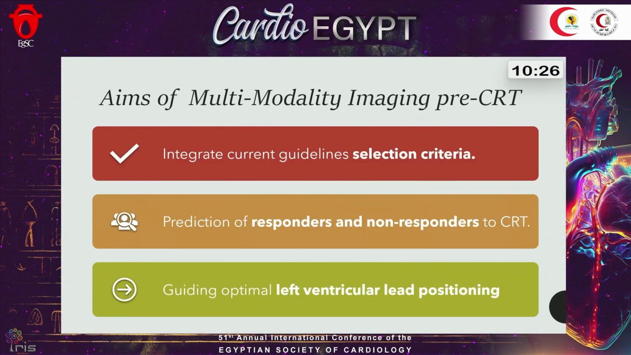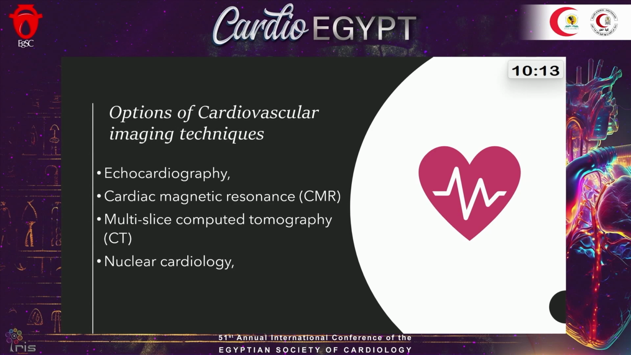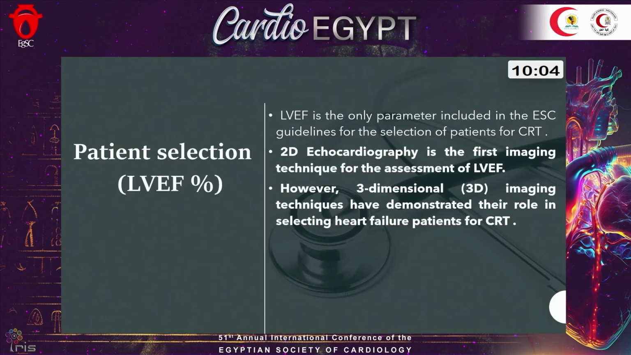What is the aim of multimodality imaging for CRT? Integrate current guidelines for patient selection, prediction of responders and non-responders, and guiding optimal LV lead positioning. Our options for cardiovascular imaging: echo, CMR, multi-slice CT, and nuclear cardiology. Patient selection: regarding guidelines, ejection fraction is the only parameter used for patient selection for CRT.